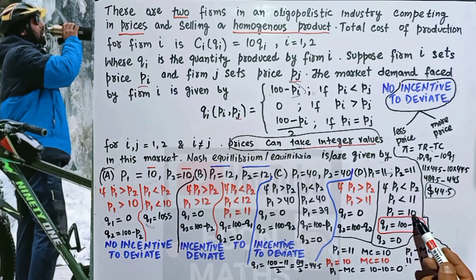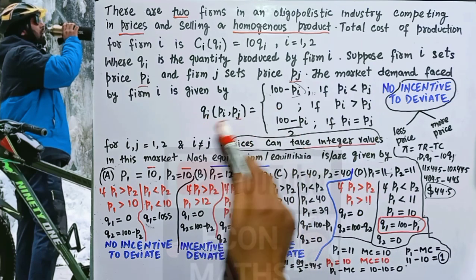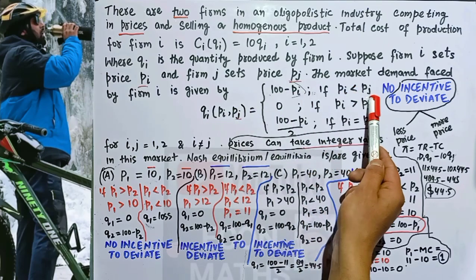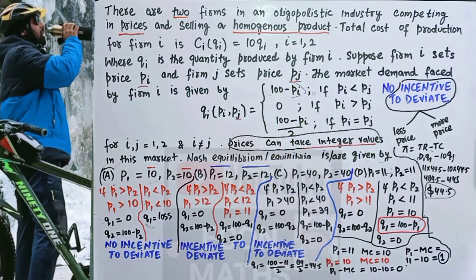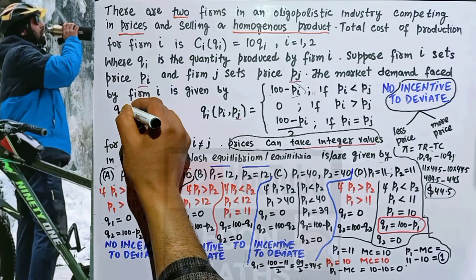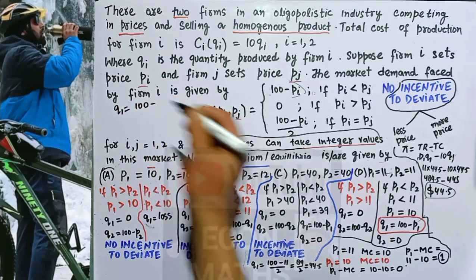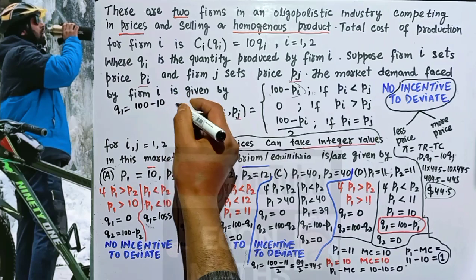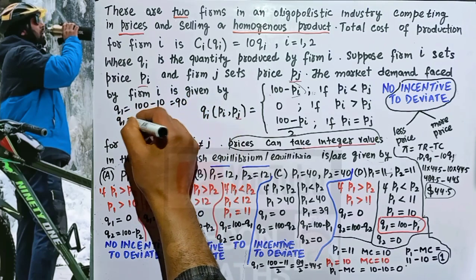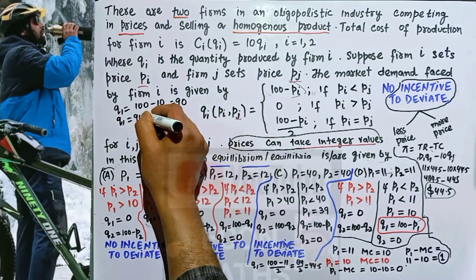But when firm 1 charges a lower price, that means sets a price equal to 10, he charges less than his competitors and gets all the market. So the total market that firm 1 will get is equal to 100 minus the price, that is 10. This comes out to be 90. So firm 1 is able to get all the market, which is 90.